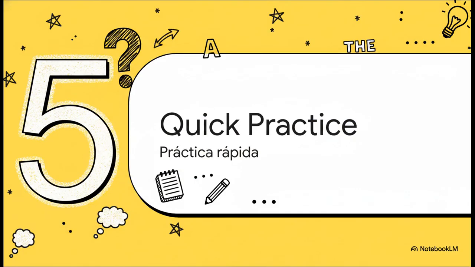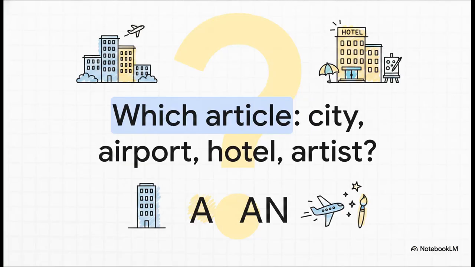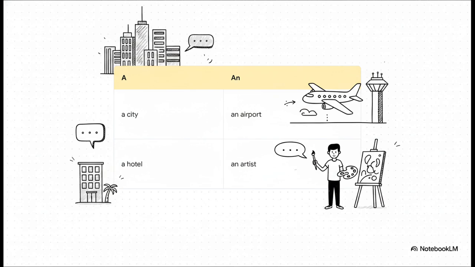Section 5. Quick practice. All right, time to put you in the hot seat. Here is your first challenge. Mentally categorize these four words for me right now. City, airport, hotel, artist. Which ones get an a and which ones get an an? I'll give you just a split second to lock those answers in your head. And here are the results. How'd you do? We use a city and a hotel because that C and H give us consonant sounds. Conversely, we use an airport and an artist because that A is a clear vowel sound. Huge congrats if you nailed that.